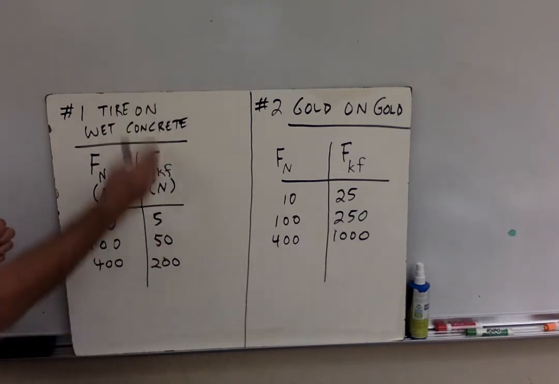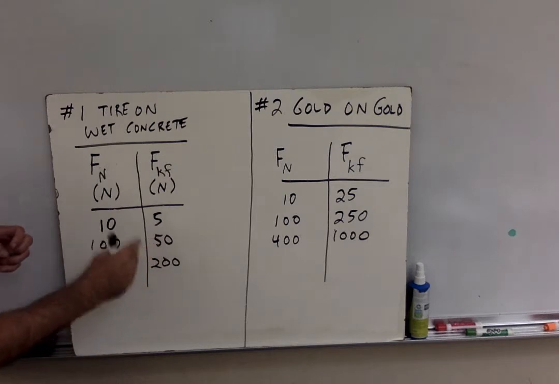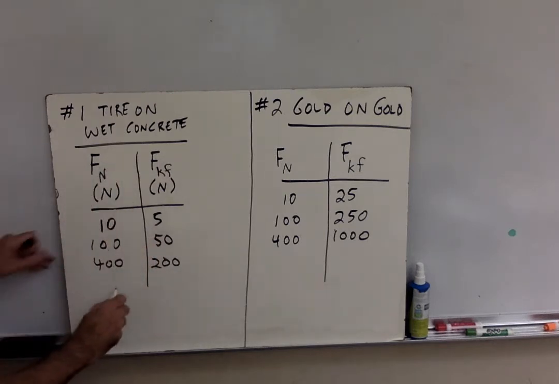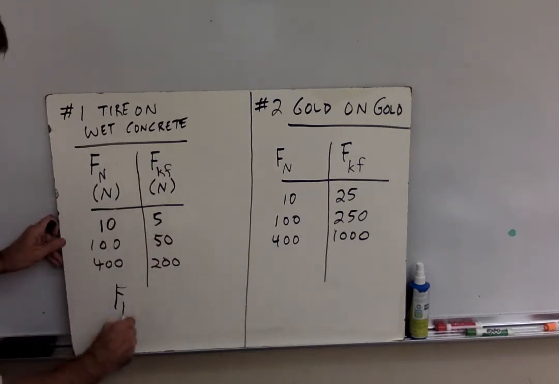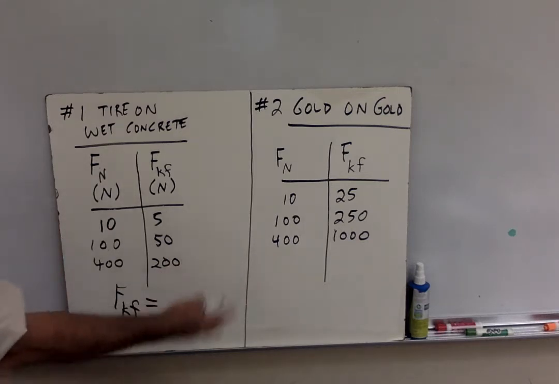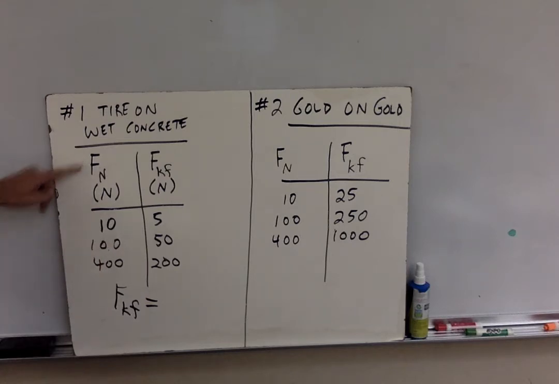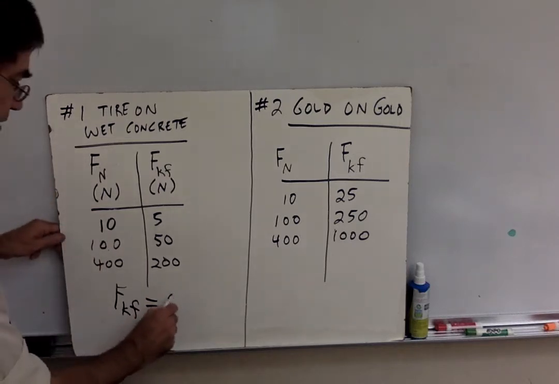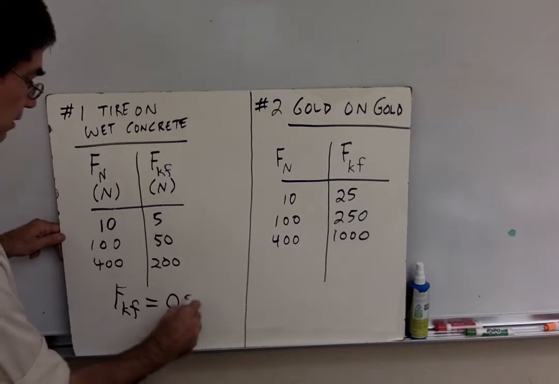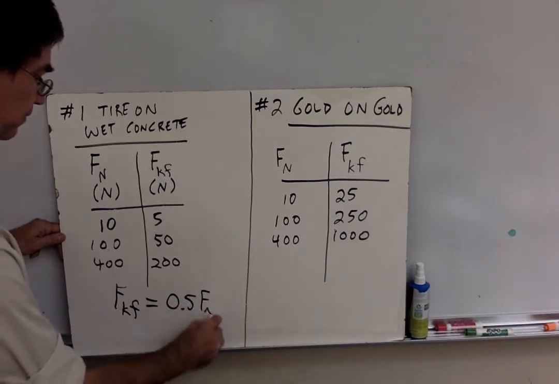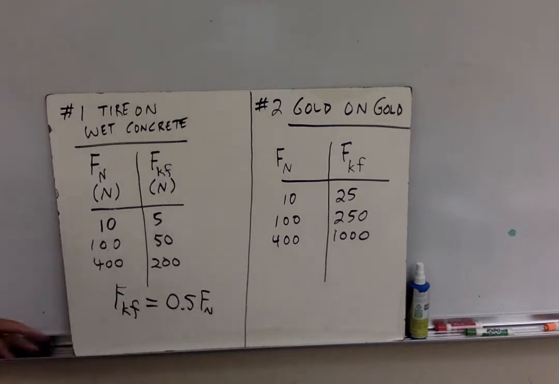The one that goes in this column is your dependent variable. You want to write that by itself on one side, generally the left side, and then you write everything else on the right side. So what would go over here, and it should have Fn in it, and obviously the answer is 0.5 times Fn.